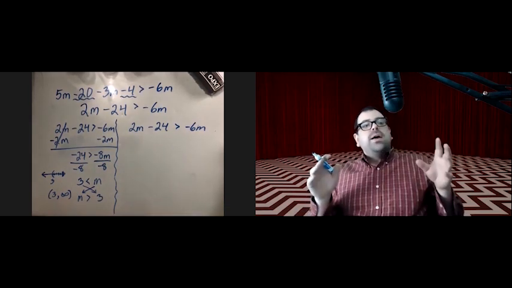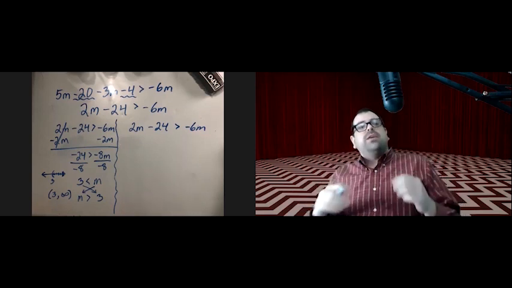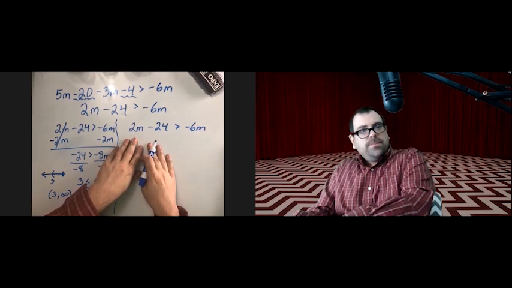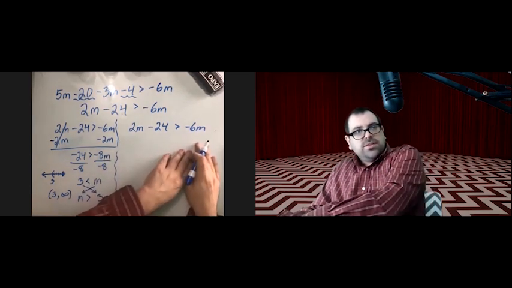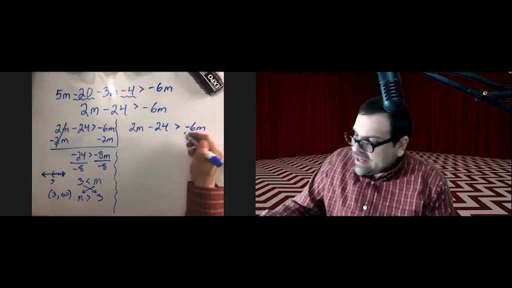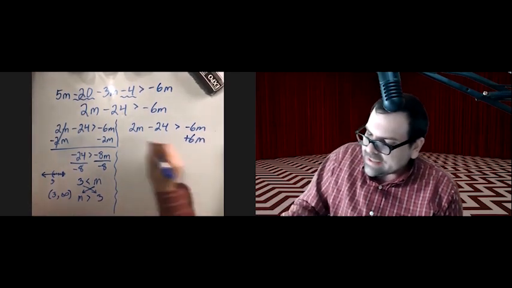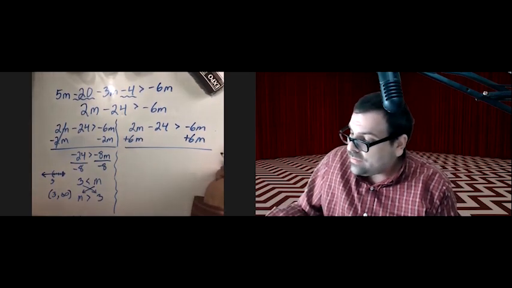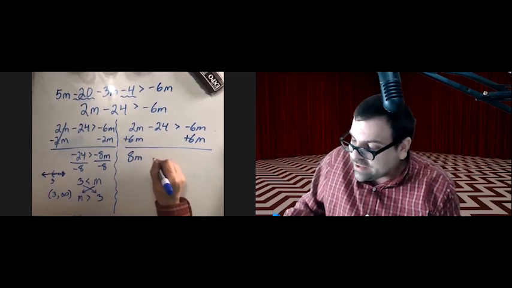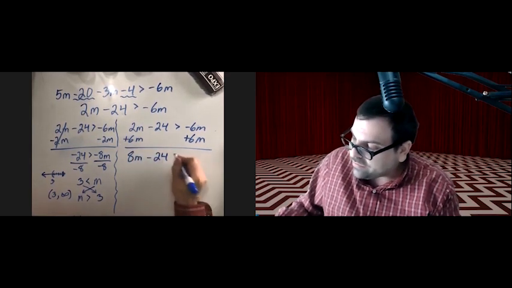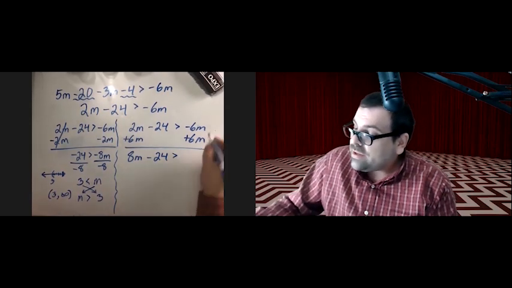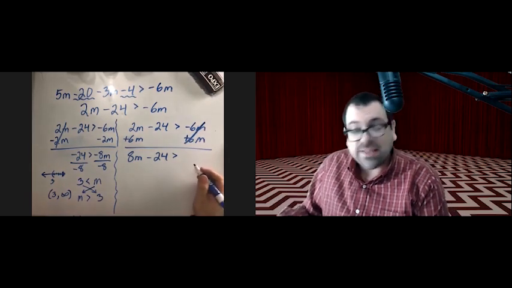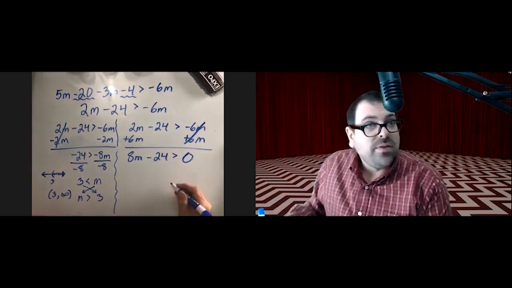What if I always, no matter what, wanted to do every problem by taking the variables to the left and the constants to the right? In other words, what if I did add 6m as the step here? That'd be okay. There's nothing wrong with that. Be careful though, because now everything is on the left. 8m minus 24 is greater than what? Negative 6m plus 6m, those cancel away completely. 0m on the right.